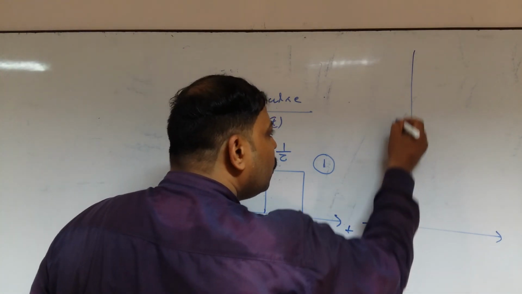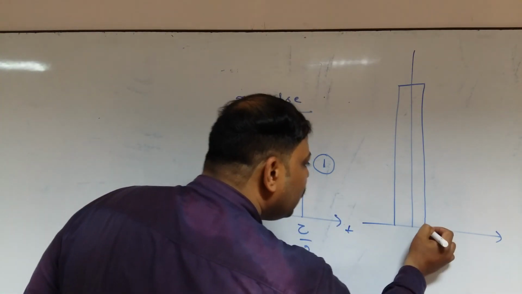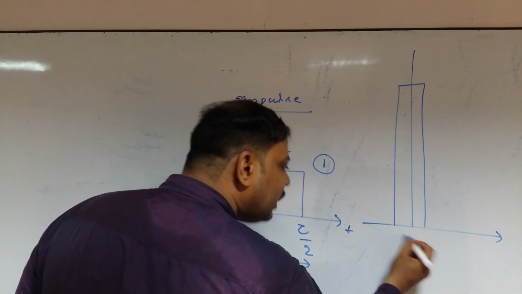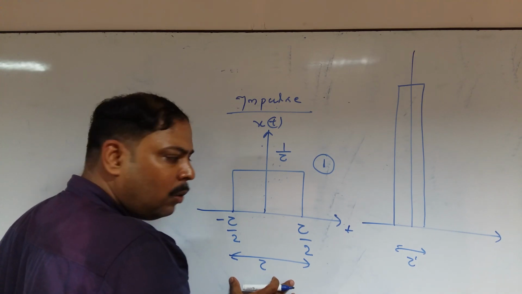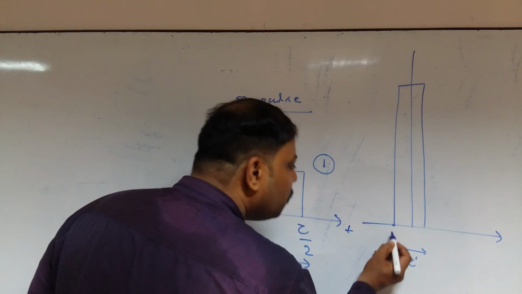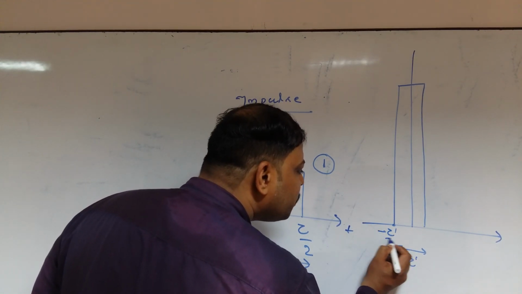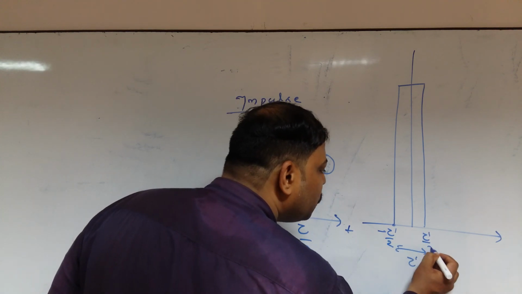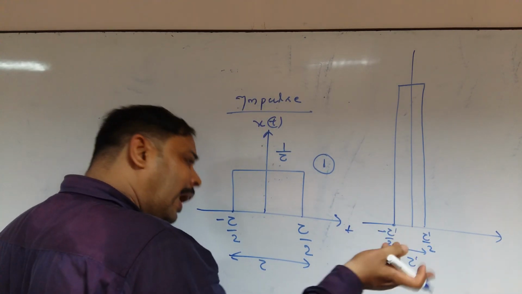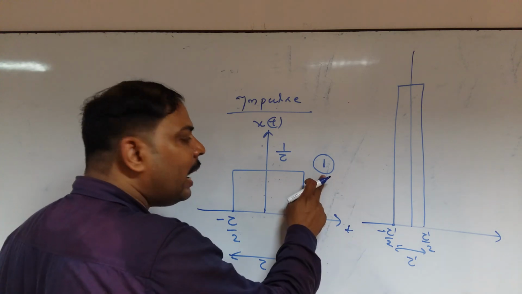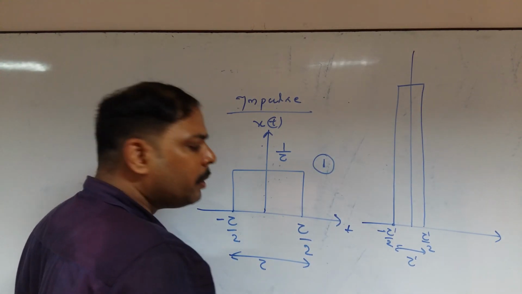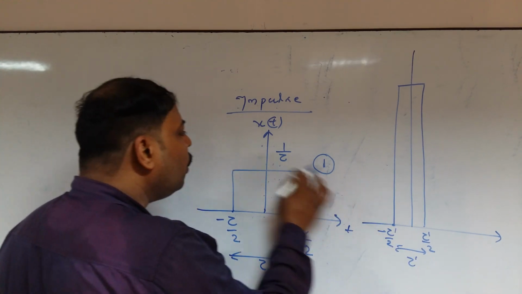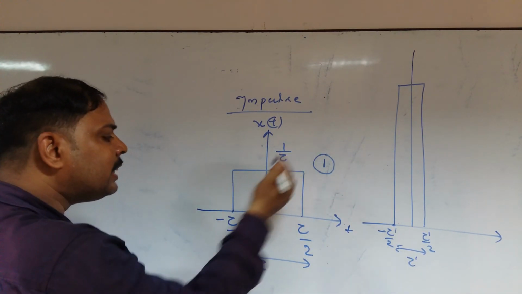Now what I will do? I will reduce the width to tau dash. This width is tau dash and this tau dash is less than tau. So I have to mark here, this is minus tau dash by 2, this is tau dash by 2. Now, what will be the height so that the area is the same, 1? The height will definitely increase because the width is reduced. You know, width into height is basically area.